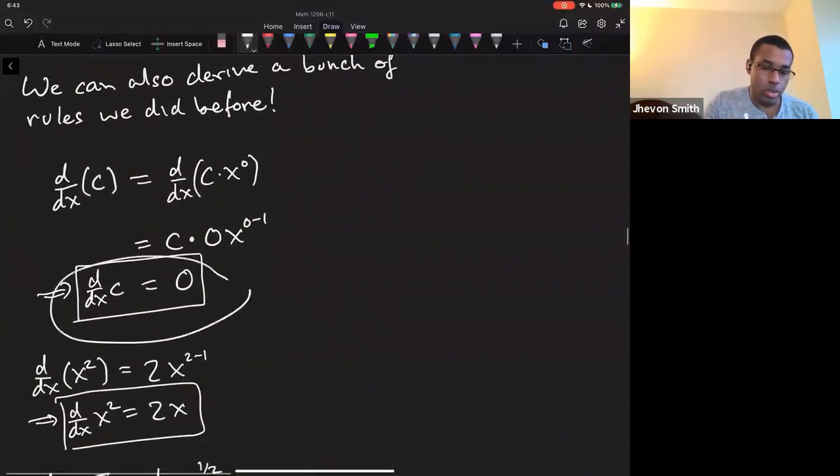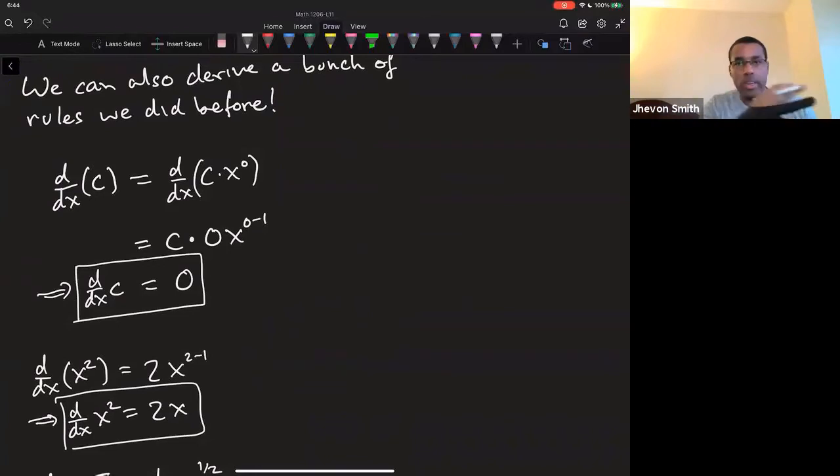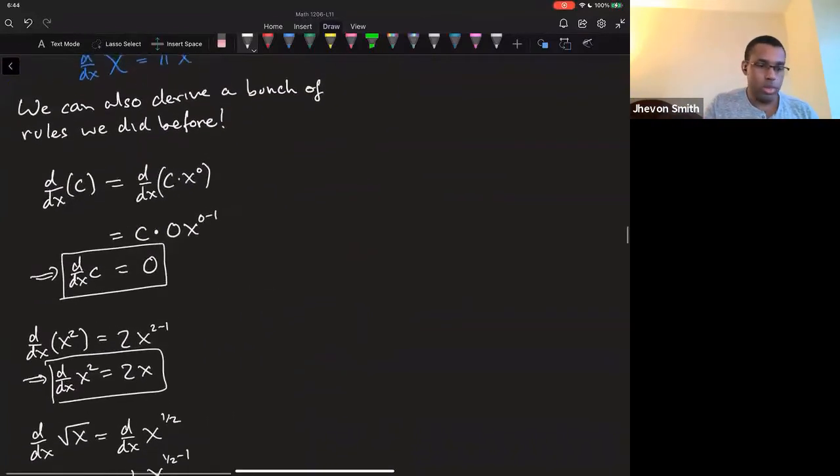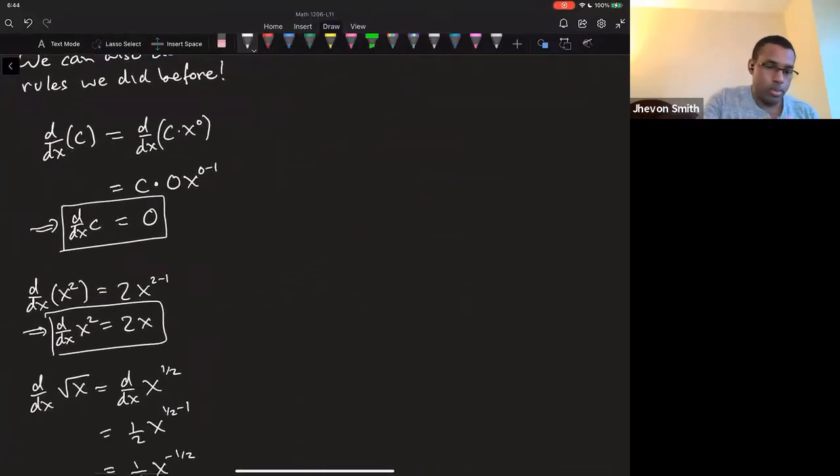And then there's this rule for constants. Derivative of any constant is 0. How do you know it's a constant? There are no x's in it, right? There's nothing that's changing, right? So there's no part of that thing that is moving around, right? So that tells you that it's a constant.